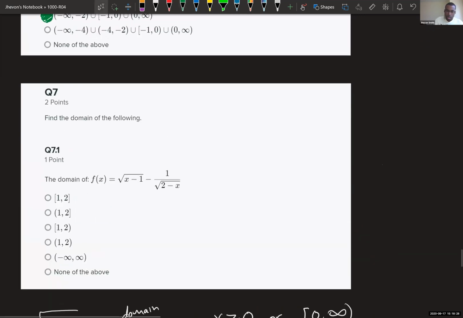So in that same vein, if we focus on this part, what do we need to happen in order for this to make sense?